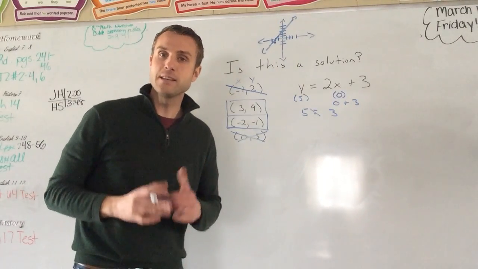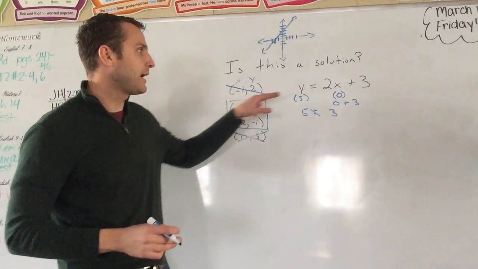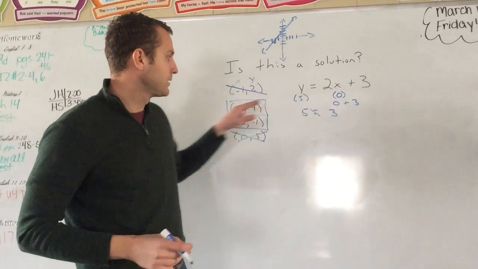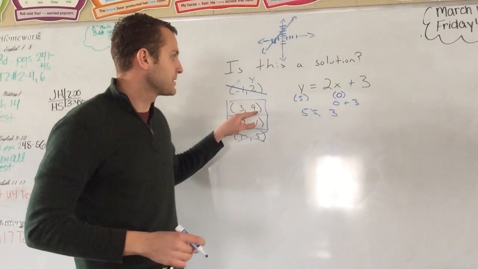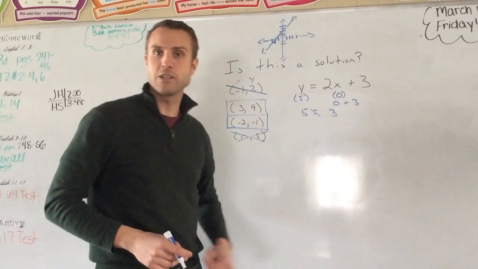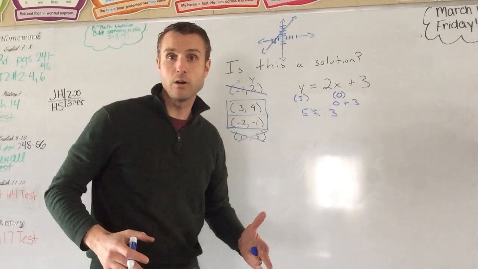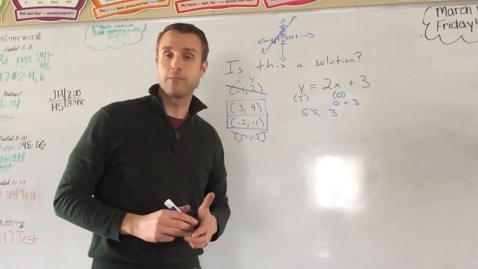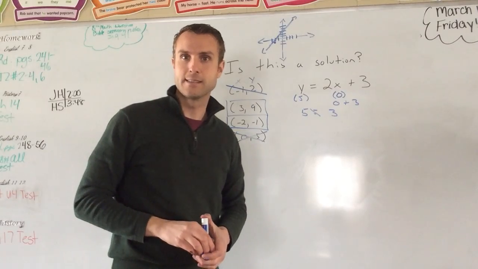So if something is a solution, I should be able to plug the x in, the first number, in for x, the second number in for y, solve, and the two sides should equal. If they do not equal, it is not a solution. If they do equal, it is a solution.